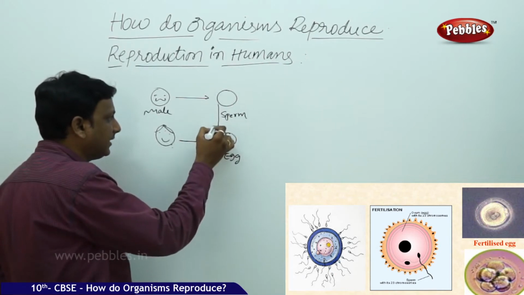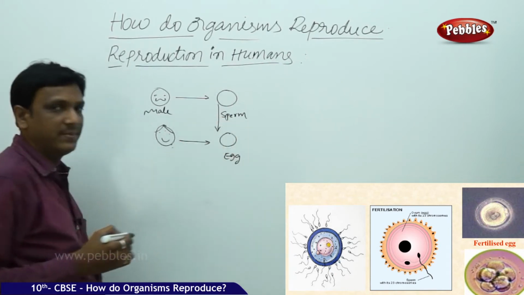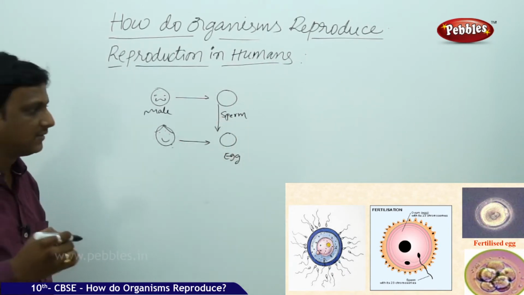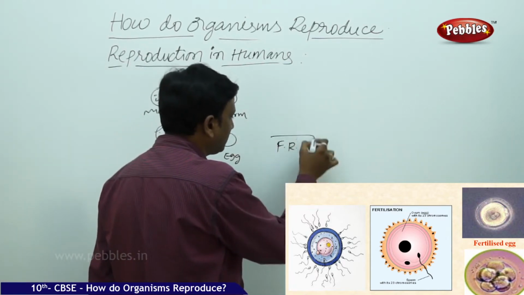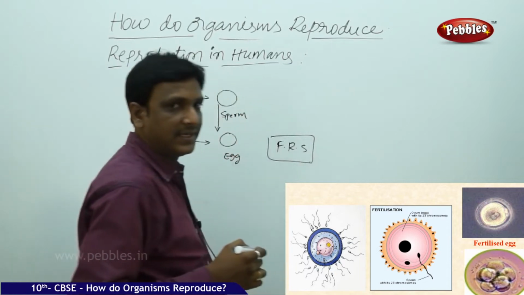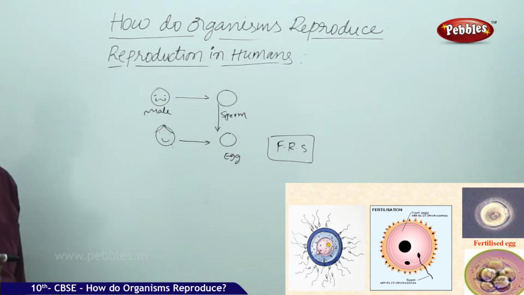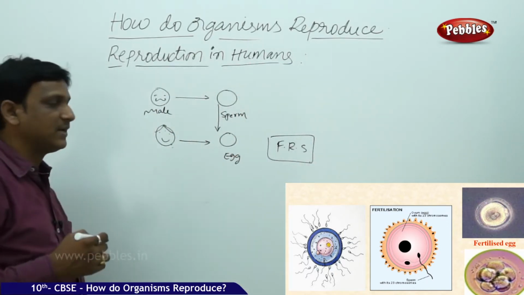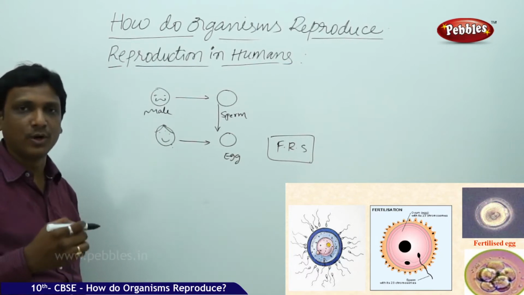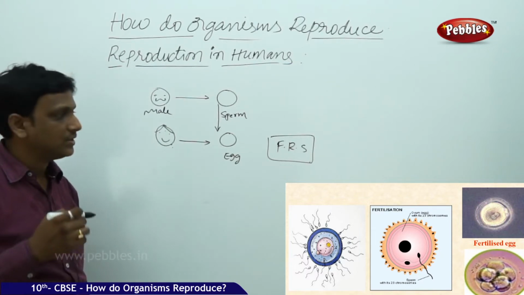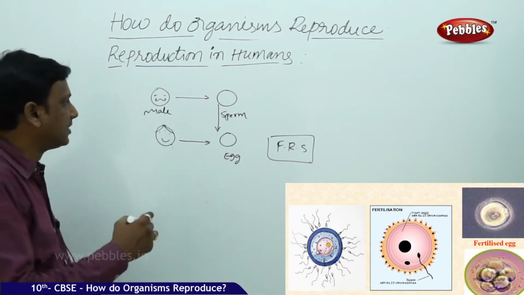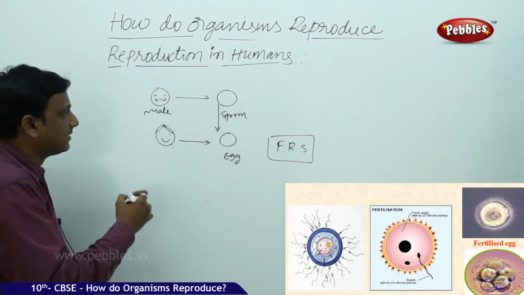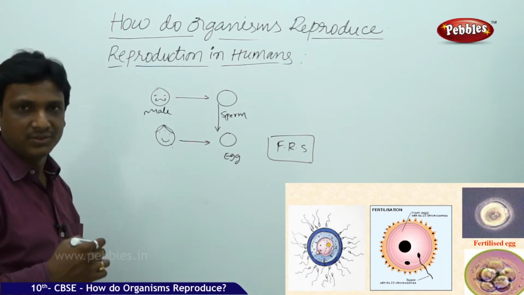So the sperm has to be transferred to the female's body, and inside the female reproductive system, the fusion of the male and female gametes takes place and the formation of the zygote takes place. So that is in the body of the female. So there are such arrangements by which, in sexual reproduction in humans, the male and female join together.